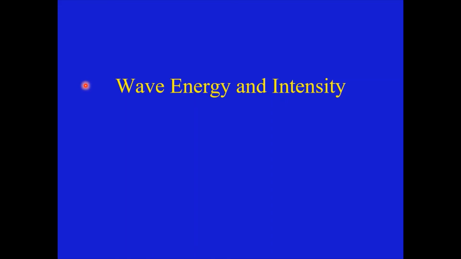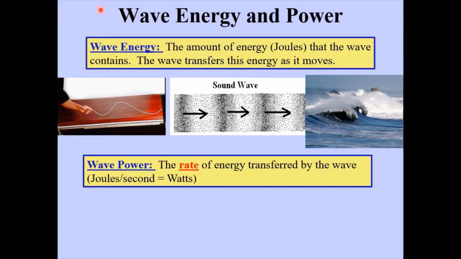The last thing we're going to look at in this chapter is wave energy and intensity. So remember, our definition of a wave is that it's a disturbance that travels through a medium and the wave carries energy. So the main concept of a wave is that it transmits or transfers energy from one place to another. So wave energy is the amount of energy in joules that the wave contains. The wave transfers this energy as it moves.